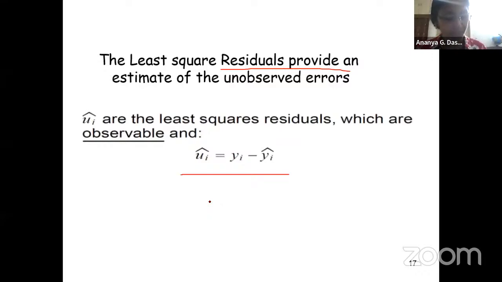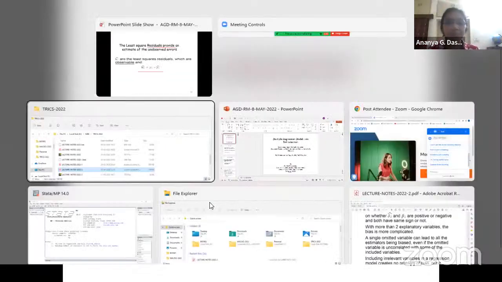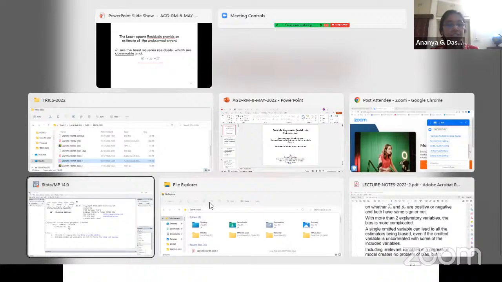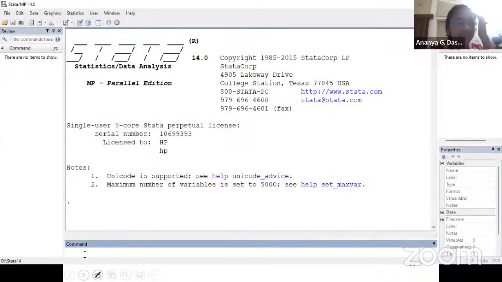So I'll use this program called Stata, and please let me know if you can see my screen. Can you see my screen? I have Stata on my screen now. Is that visible? Yes, ma'am. Okay, thank you.